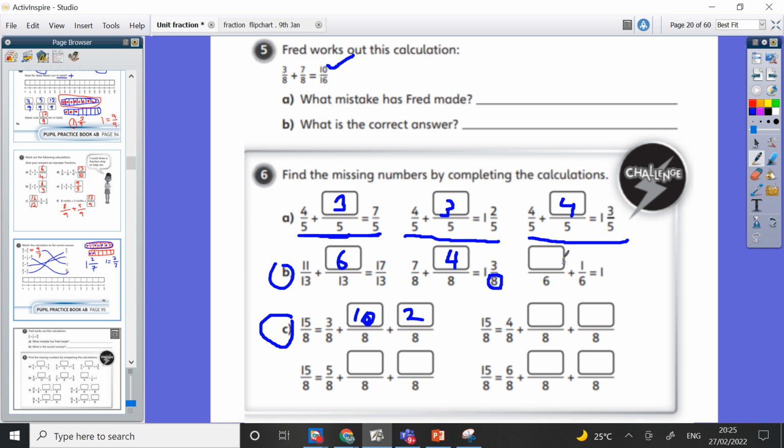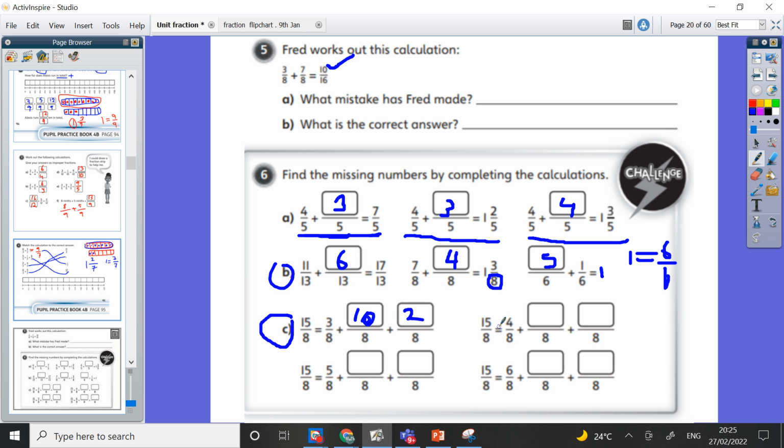Okay, so what will be here? 1 here is equal to, what is the denominator? That would be numerator over denominator, 6 over 6. So we have to make the numerator 6. 1 plus what will be 6? 1 plus 5 will be 6. 5 over 6 plus 1 over 6 will be equal to 6 over 6, that is 1.